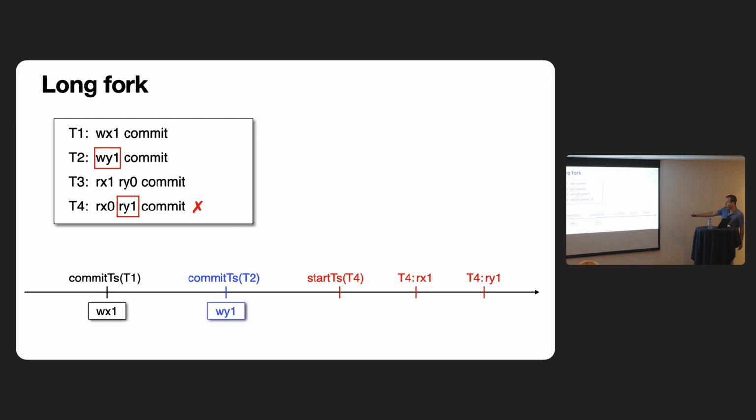T4 always reads from the snapshot, right? The snapshot is up to here, so you see all the writes before it, so you'll also see this write to X, right? And so you have to read one from X and not zero, right? Snapshot isolation.